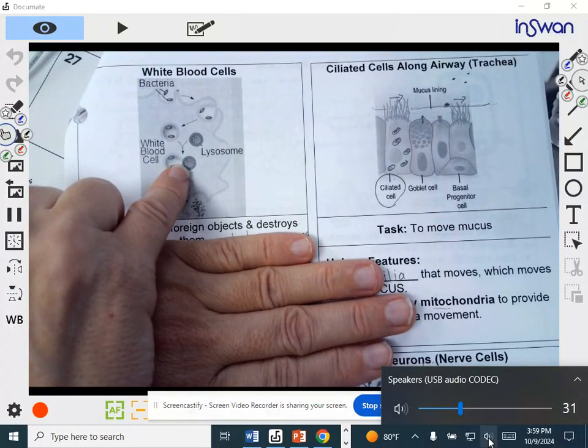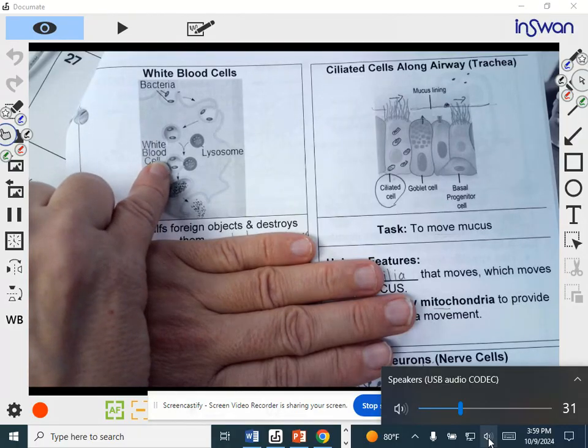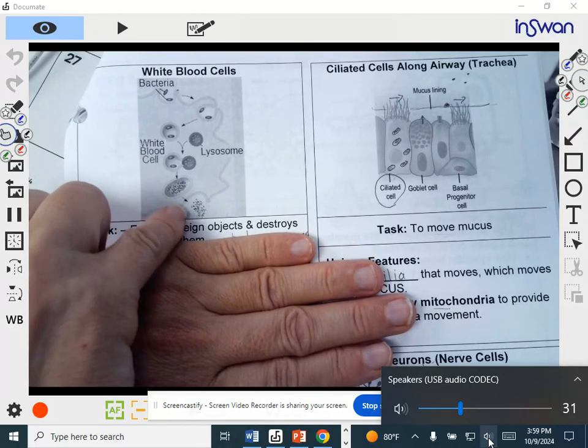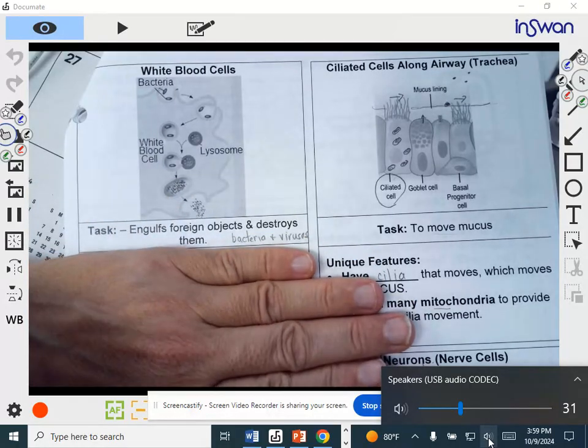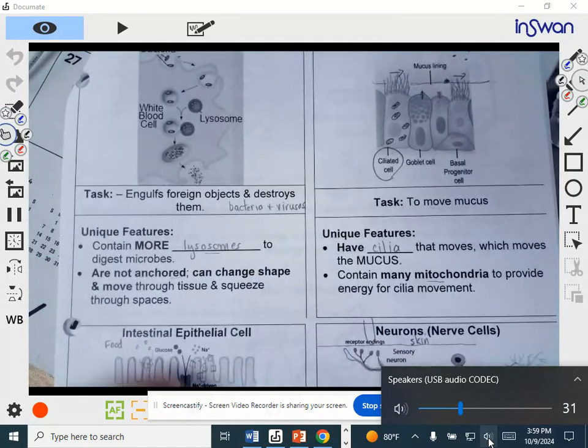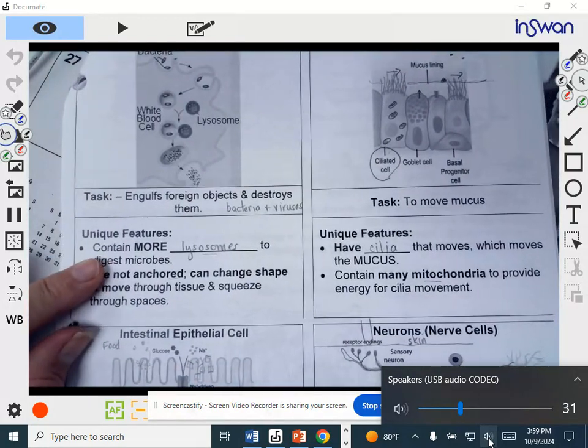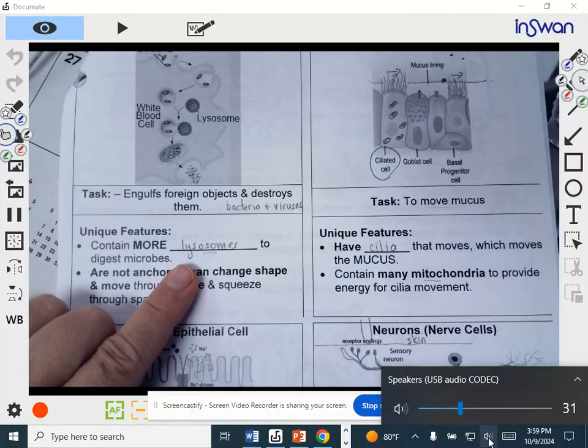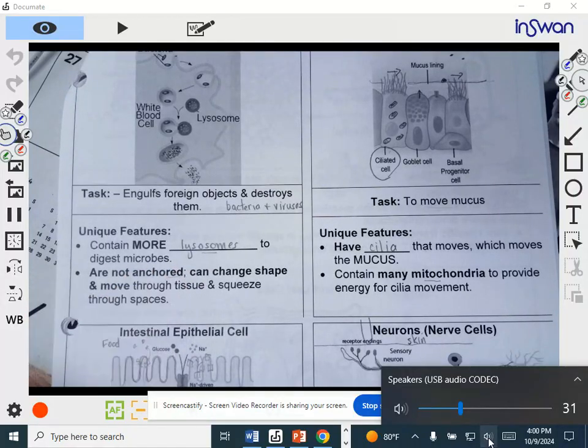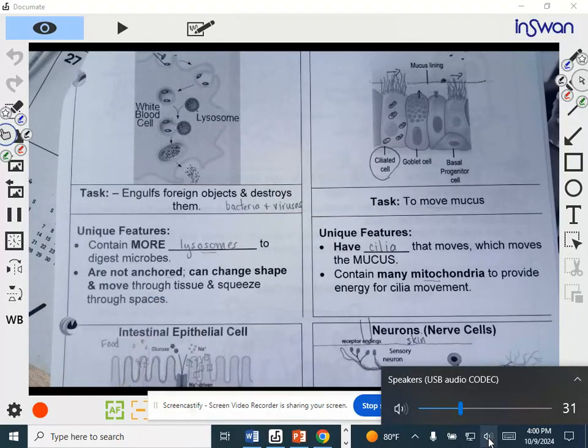See how the lysosomes fuse with that vesicle that had the bacteria in it, and it breaks down the bacteria. So we can say that some unique features for these white blood cells is they have lots of lysosomes that help them break down those microbes. They also have to be able to move to different parts of the body. So they're not anchored down. They can change their shape, they can squeeze through small spaces, and that allows them to find foreign objects and destroy them.